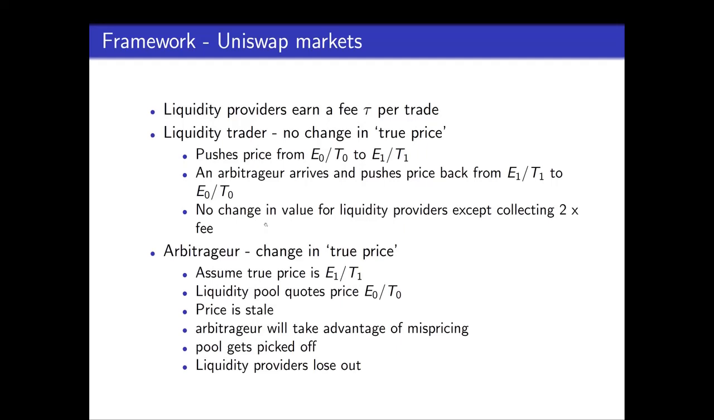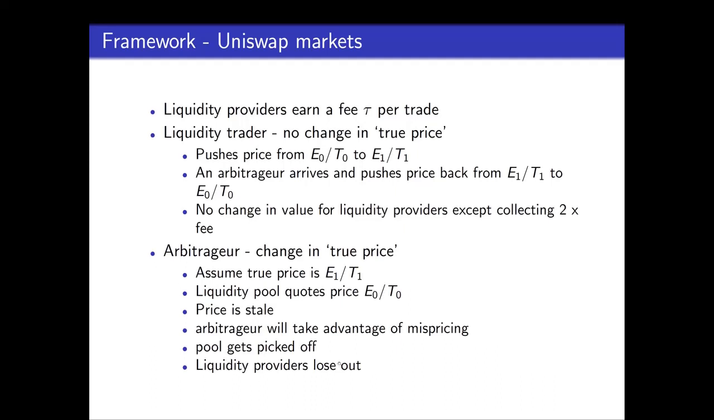Now suppose that there was a change in the true price and the true price moves from E0 to T1, then this liquidity pool quotes a stale price that is not reflective of the true fundamental anymore. So the price is stale, and somebody will come and take advantage of this stale price. So the pool gets picked off and the liquidity providers who contribute the inventory of that pool lose out.